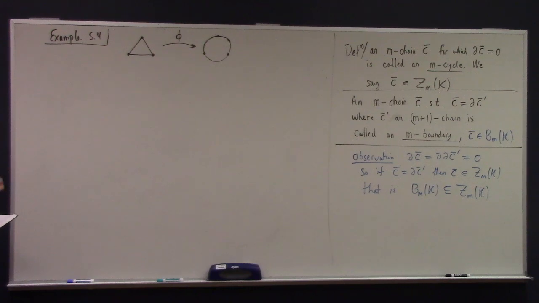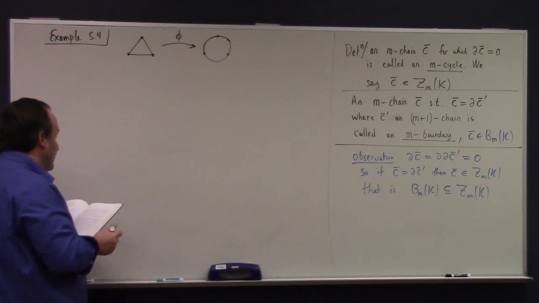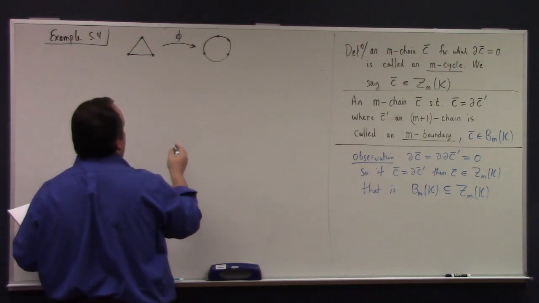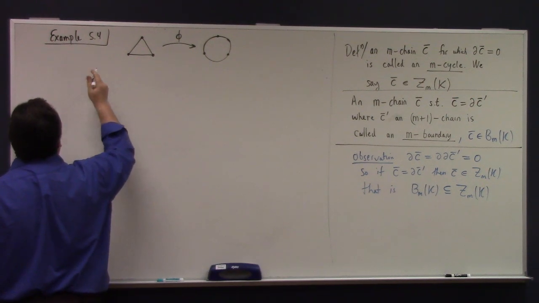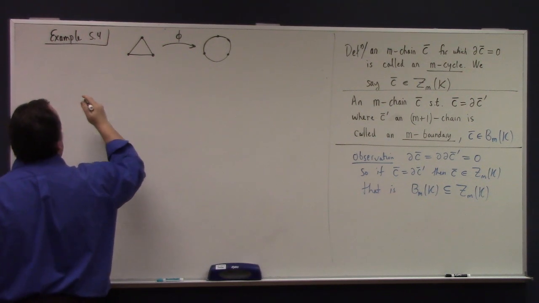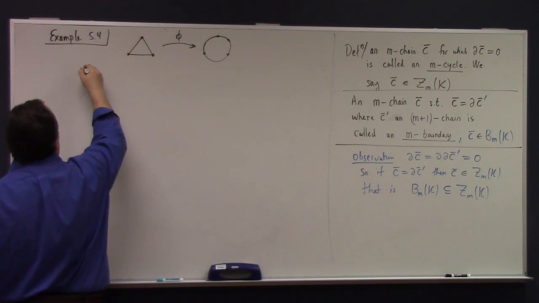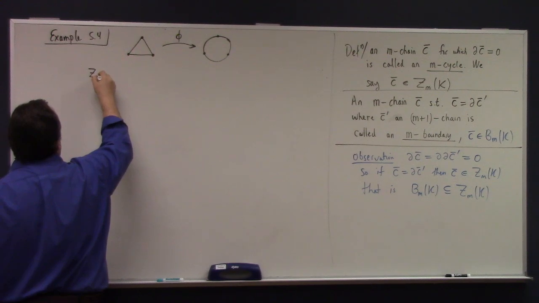Anyway, he says we want to compute the homology of the circle. We need to compute the Betti numbers of K. It's helpful to draw a picture, I think. Let me start with, goodness, I'm trying to think. So I can talk about Z0, right?